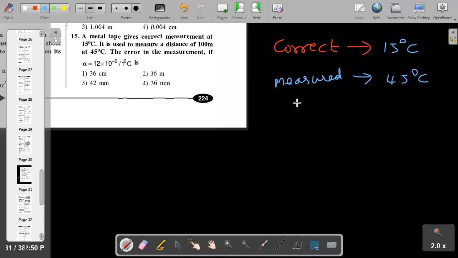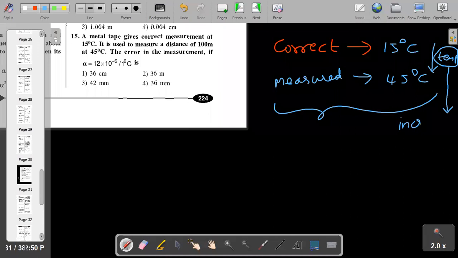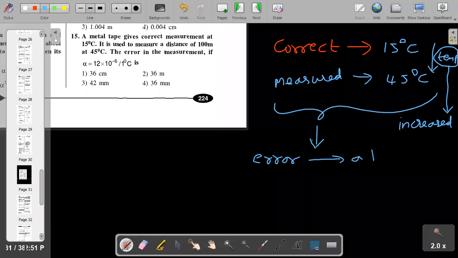So they are measuring at high temperature or less temperature? Temperature is more. 15 to 45, temperature increased. Temperature is increased means I can say that error has to be added. Same sum, same model as the previous sum. Error, we have to add.